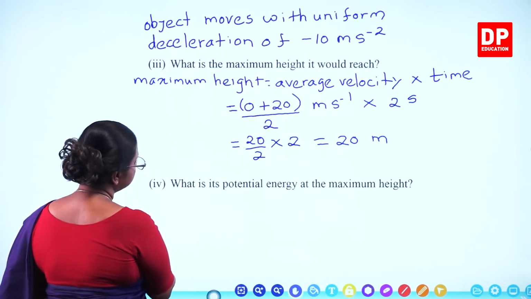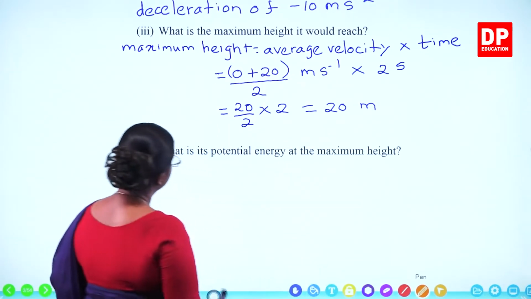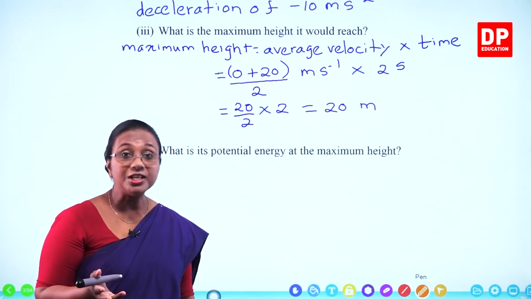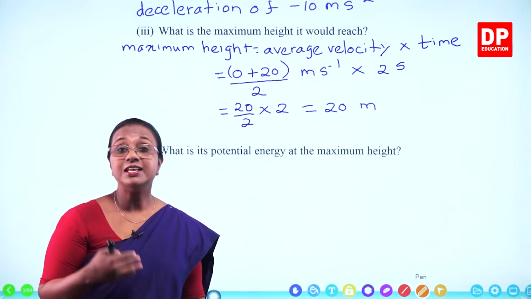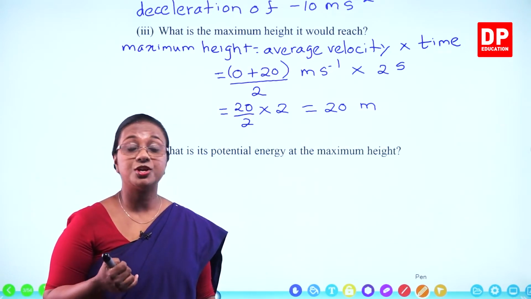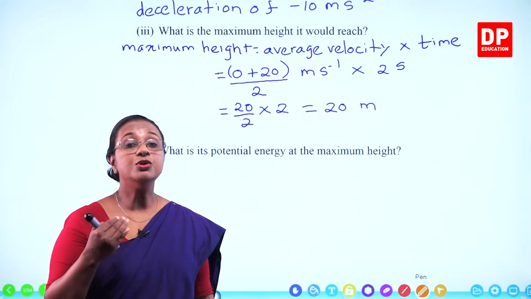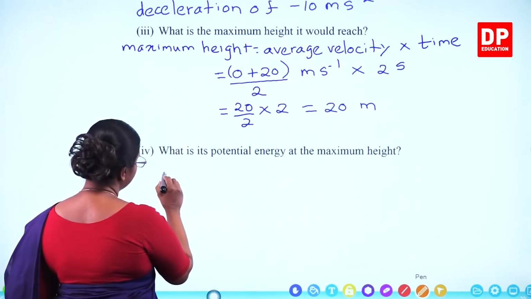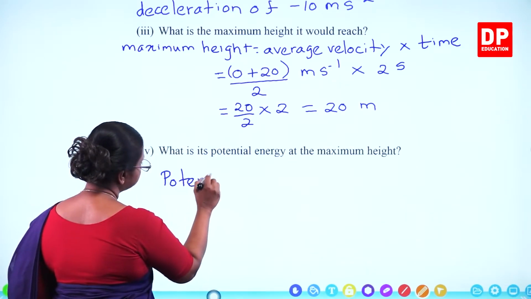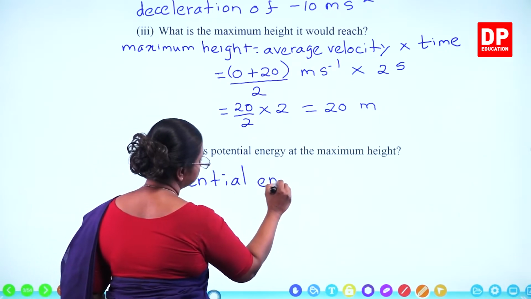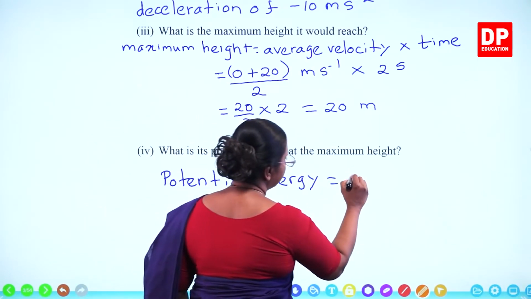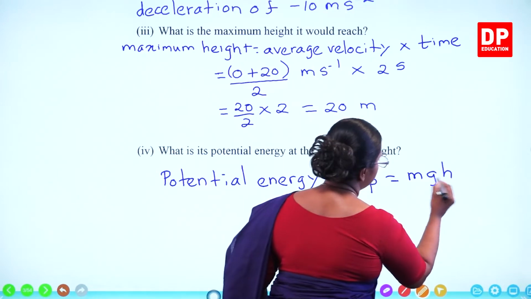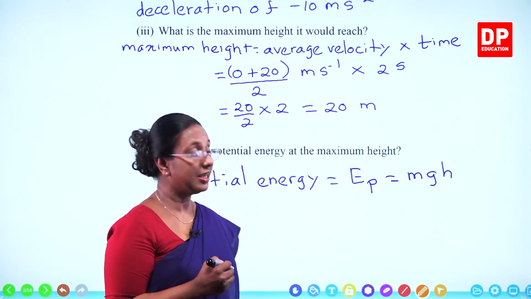Then, the next question, what is its potential energy at the maximum height? What is potential energy? Here the work is done against the gravity. So this is gravitational potential energy, mass into gravitational acceleration into height. So if we write the equation, potential energy, that is E potential is equal to mgh, mass into gravitational acceleration into height.